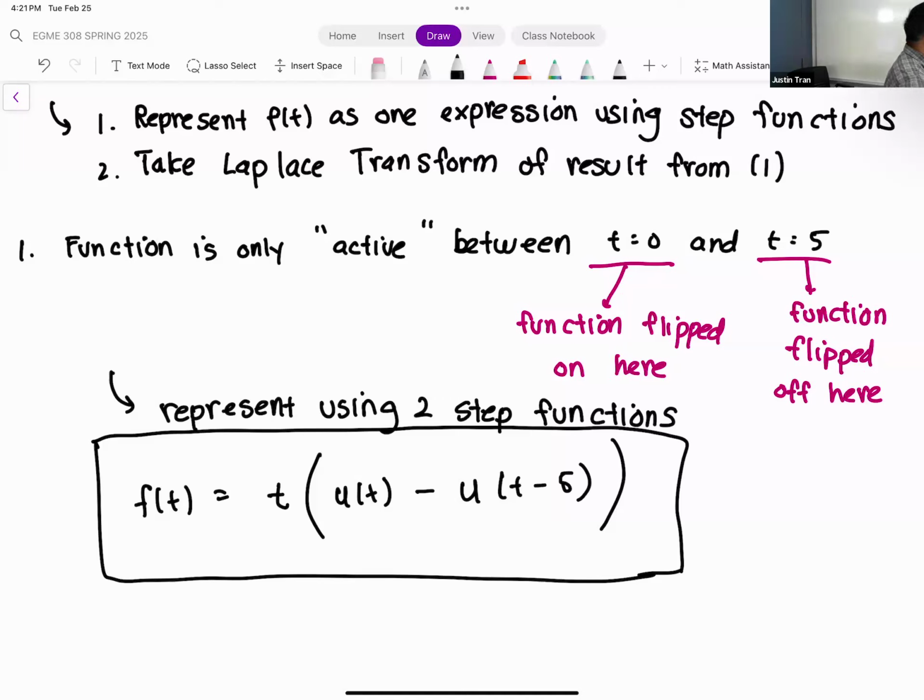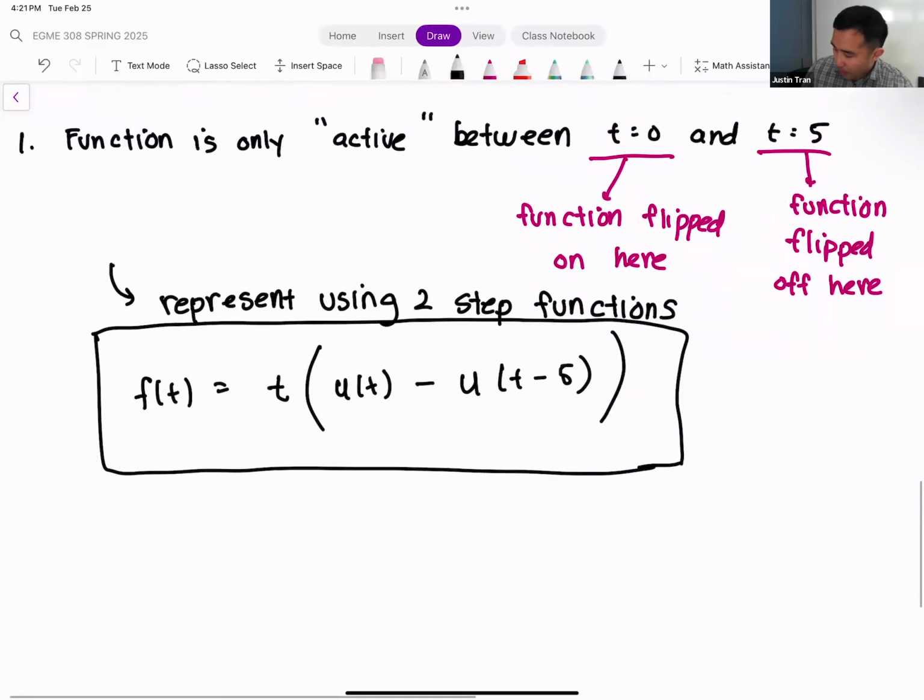That's what it means to represent a discontinuous function with step functions. You basically have to look and see when the function becomes activated, when it becomes deactivated, and then you add and subtract the appropriate step functions according to that. Any questions on how we got this result here? Okay, so that's part 1 of the problem.